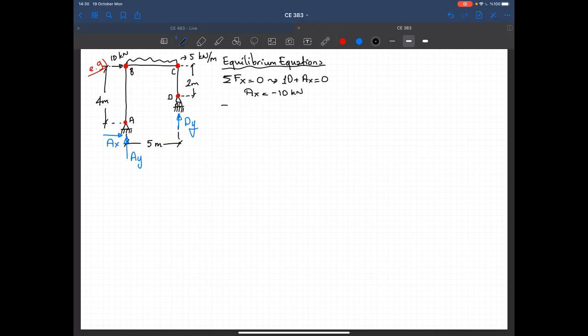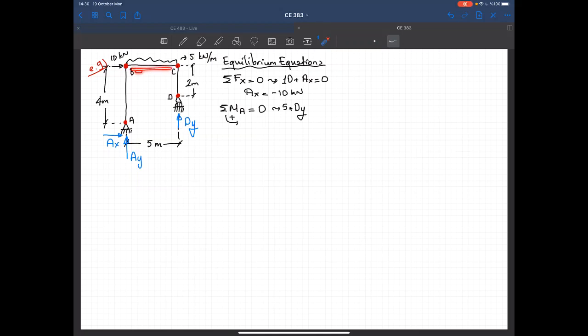The second equilibrium equation, I'm taking moment with respect to point A. So the sum of moments at point A must be equal to 0. So that's the positive direction. So dy will create a moment in this direction, and it's the same direction as my positive direction. So 5 times dy.